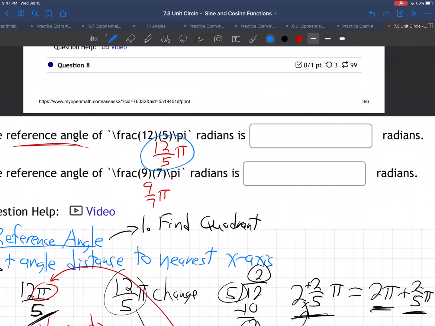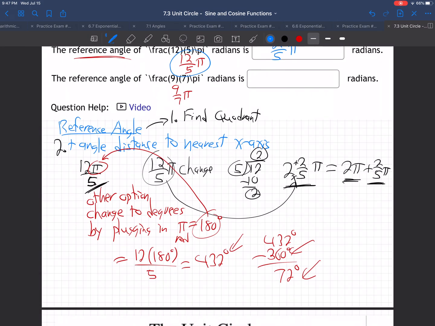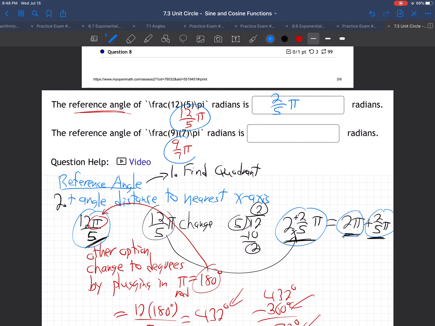So this first one is 2/5 pi. They make you put in a fraction of pi. You can't put in a decimal or degrees. So really, we just took the 12 pi over 5, changed it to 2 and 2/5 pi, took out the 2 pi and said, well, after a 2 pi, you go 2/5 pi more. That's the reference angle. Let's try the next part.